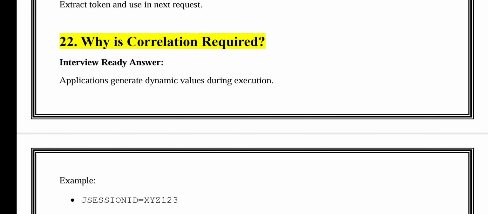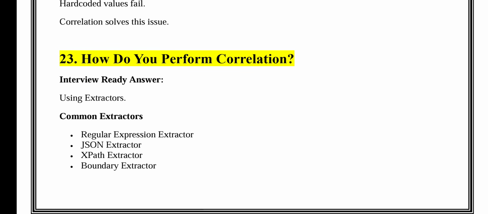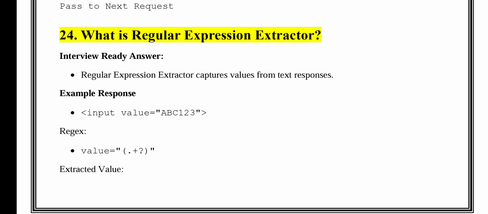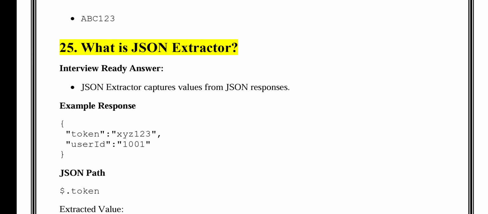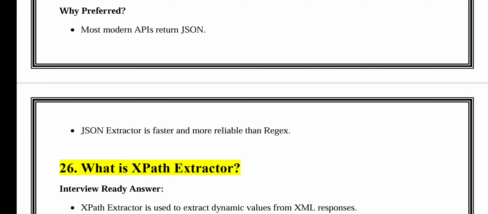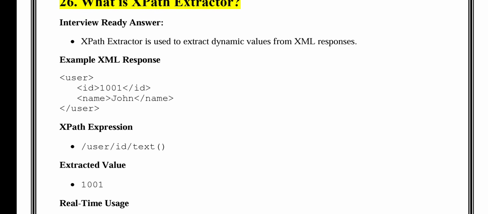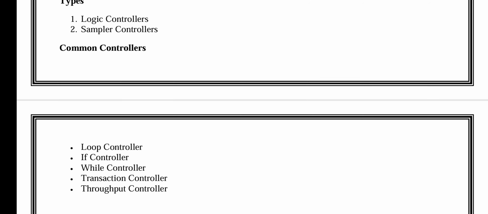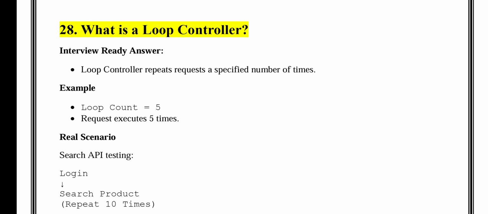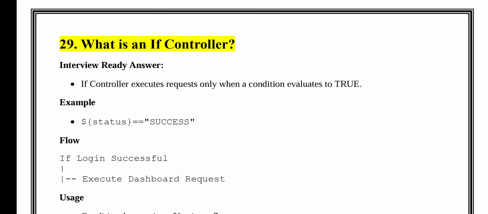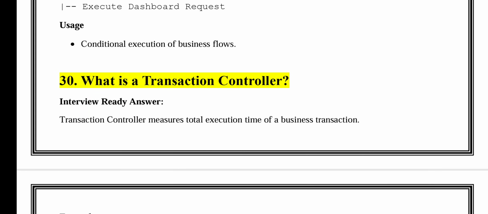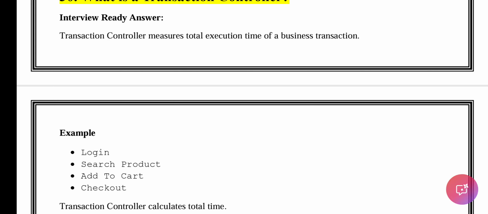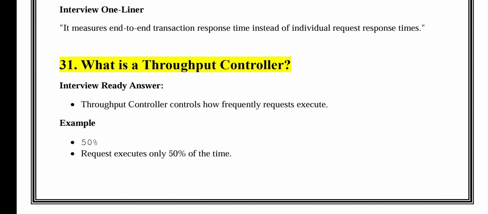Why is correlation required? How do you perform correlation? What is regular expression extractor? What is JSON extractor? What is XPath extractor? What are controllers in JMeter? What is a loop controller? What is an if controller? What is a transaction controller? What is a throughput controller?